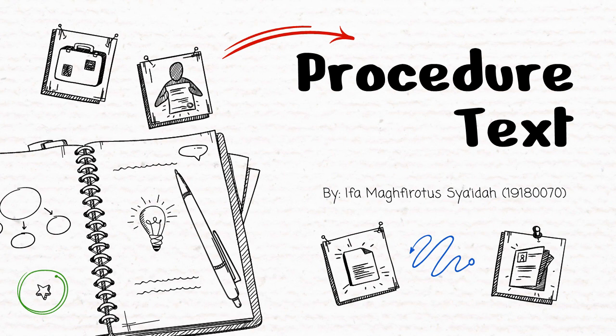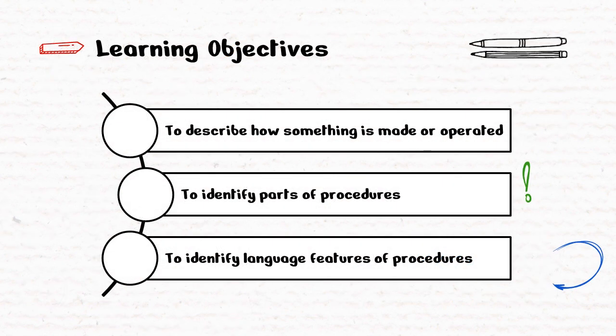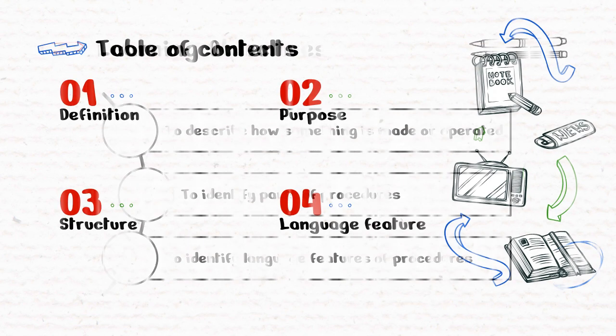And so today we will talk about procedure text. Our goals after we learn about procedure text: we can describe how something is made or operated. Then, we can identify parts of procedures. And the last, we can identify language features of procedures.